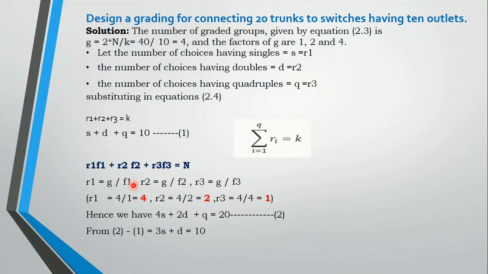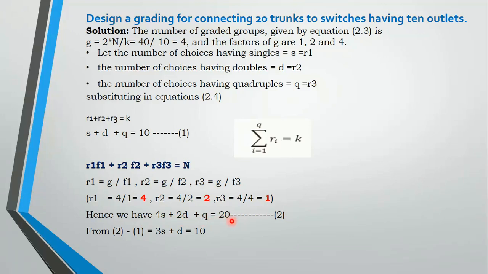R1 is simply G by F1. So group number is 4, divided by the first factor 1, you are going to get 4. Then similarly the R2 value, R3 value. Then you can now write the equation. It is 4S plus 2D plus Q, it is equal to 20.